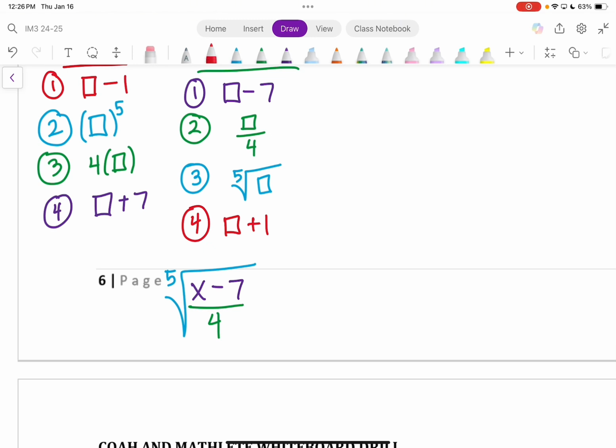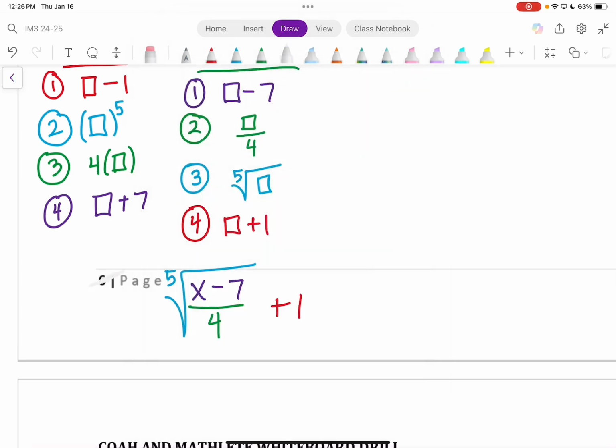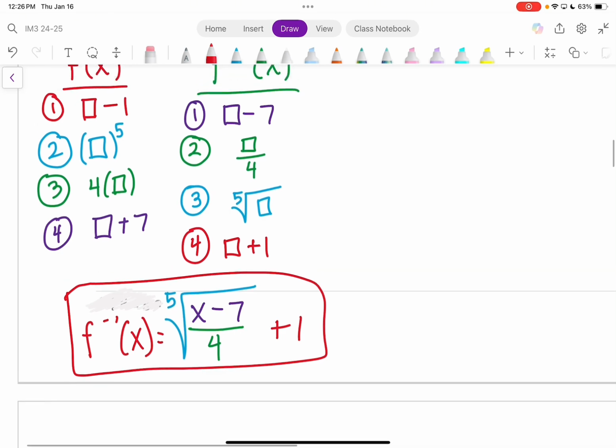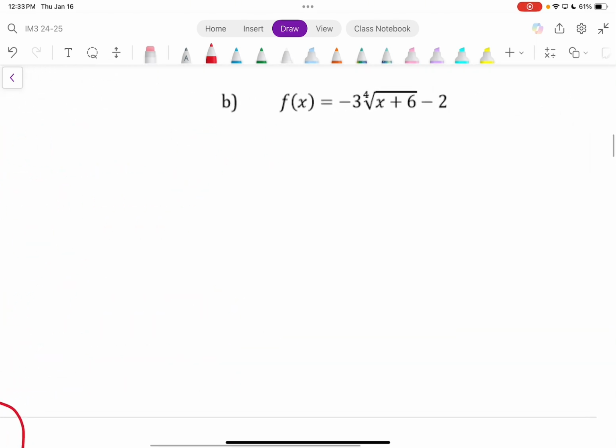Okay? Plus 1. Okay. And we're going to write f inverse of x in front of all this. All right? That right there is the inverse equation for this example. So what I'm going to have you do in the next few minutes is you're going to go ahead and do the same steps for the next example. All right? Okay, so let's go ahead and check in.